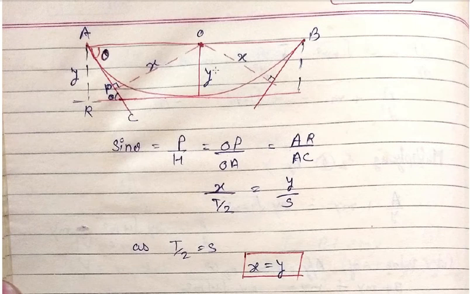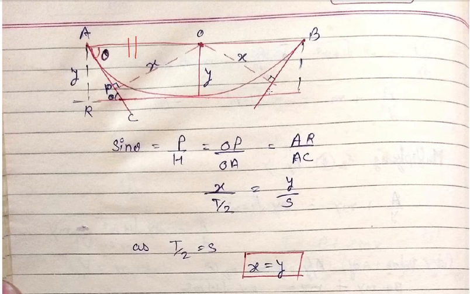From triangle AOP, we can see here, this is A, this is O, this is P. From AOP, here is the perpendicular, that means this is the hypotenuse. So hypotenuse is OA or AC, which are all equal because T by 2 equals the side slope. So here is x by T by 2.